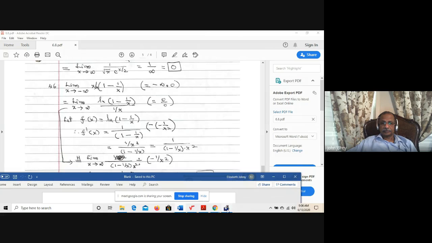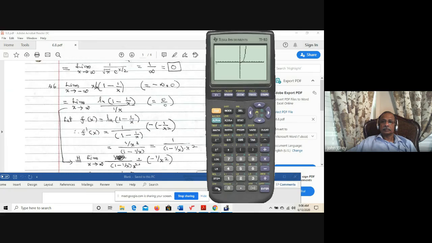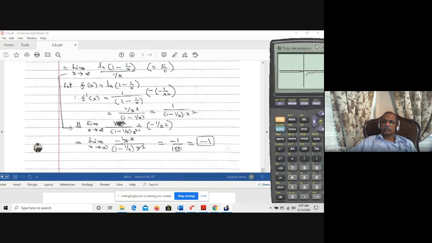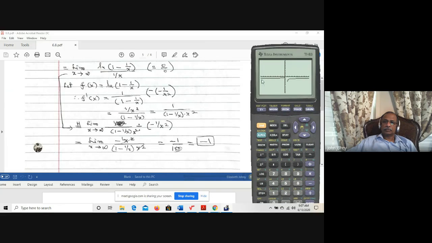Let me check the answer. x times natural log of 1 minus 1 over x. Yeah, it is negative 1. See here, as x approaches negative infinity, the value of y is negative 1.